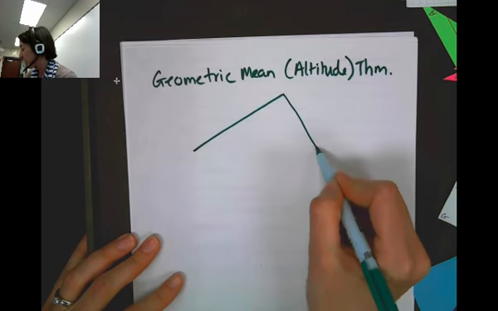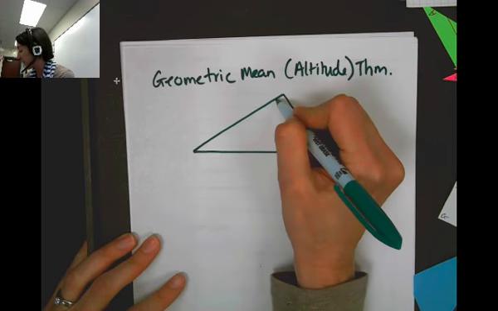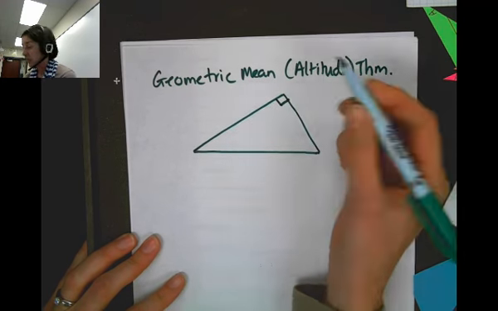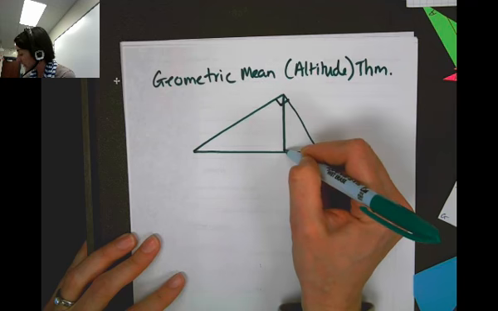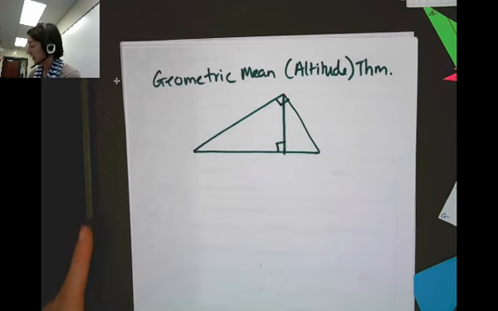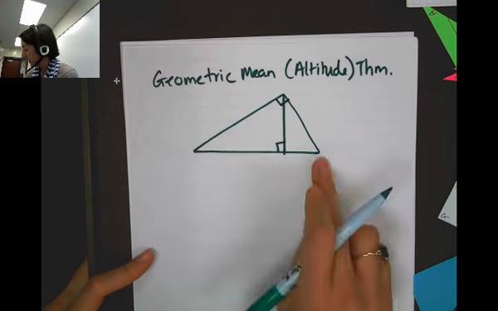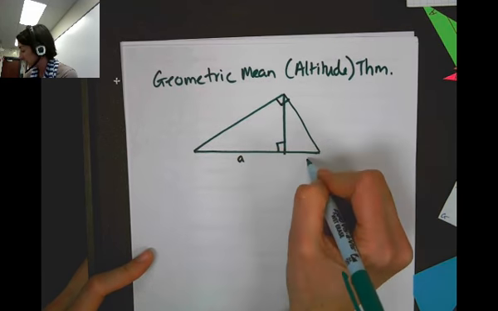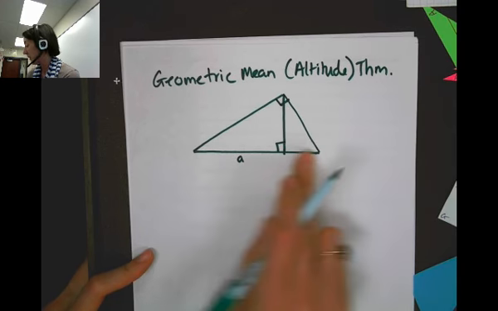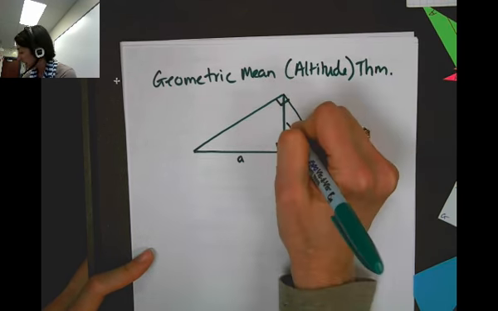So again, you're going to all make fun of me for saying it, but we've got Papa Bear here, the big triangle. And then when we drop that altitude down, we have the mommy and the baby bear. This altitude cuts this hypotenuse into two segments, A and B, and we're going to call the length of the altitude x.